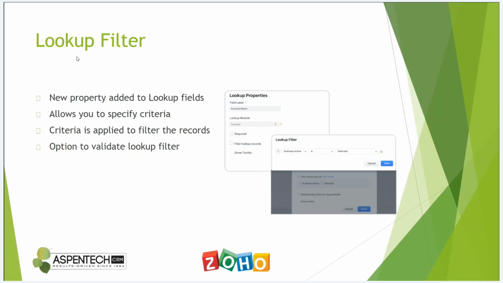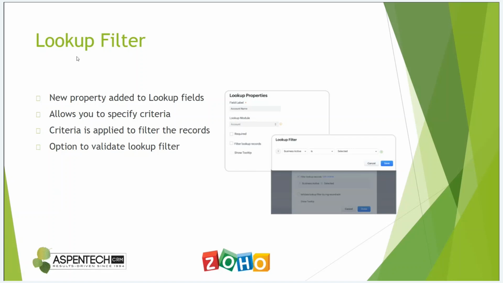So in the example on the screen here, it's showing that when you're going to select from accounts, it's filtering based on a field called business active is selected. So that's a checkbox field if you're not aware of the filtering criteria there. But business active is selected is a piece of criteria that they've applied here so that you can only select active accounts when you go to access this lookup field.